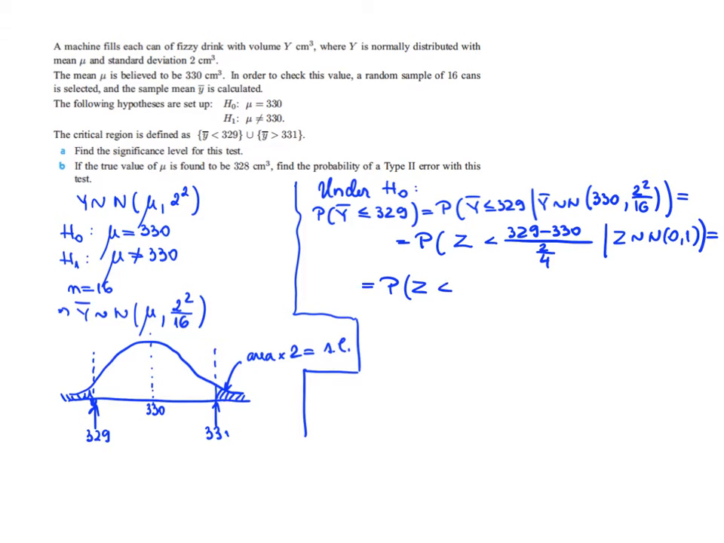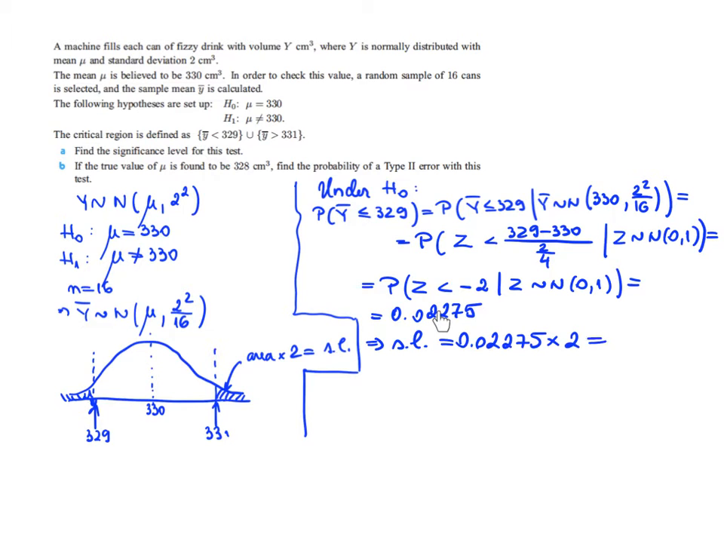Okay, you can do it in one step by using a calculator. And that's my answer for the area to the left. If your sample is in the lowest 2.275%, then it's considered to be an odd one. Same if it's in the upper tail. So the significance level is 4.55%.